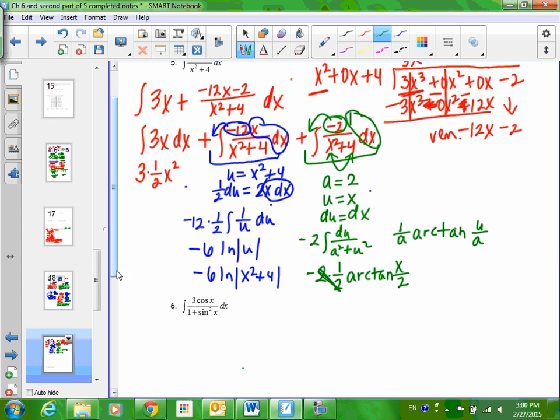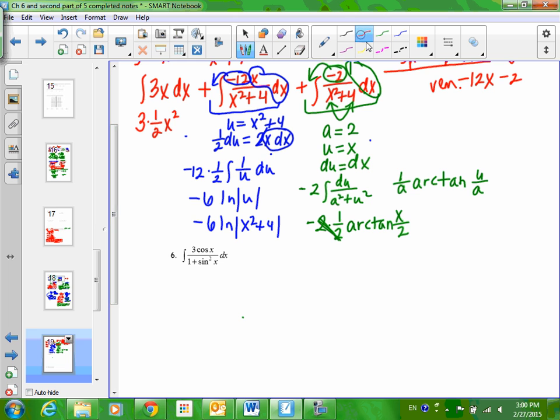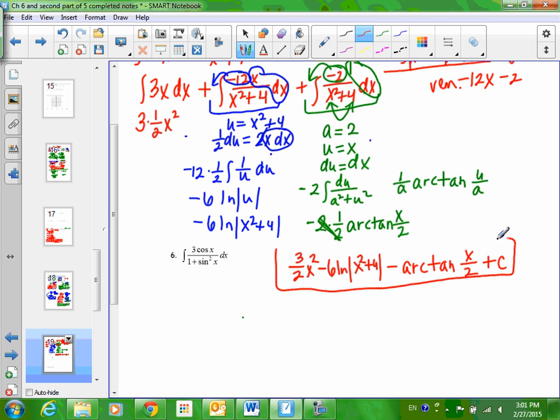And so my final answer is going to be, I'm going to write this as 3/2. You don't have to. 3/2 x squared minus 6 natural log of x squared plus 4 minus arctan of x over 2. I know this is a lot, and I know some of you are feeling really overwhelmed because you were already behind today. You had things you didn't understand. So adding on new things is very overwhelming. So take this weekend to get caught up. Okay? You're only helping yourself out.